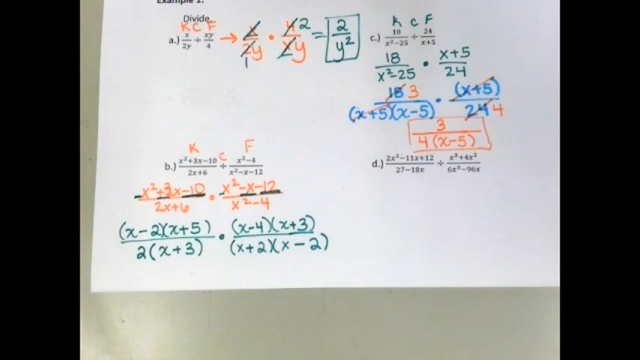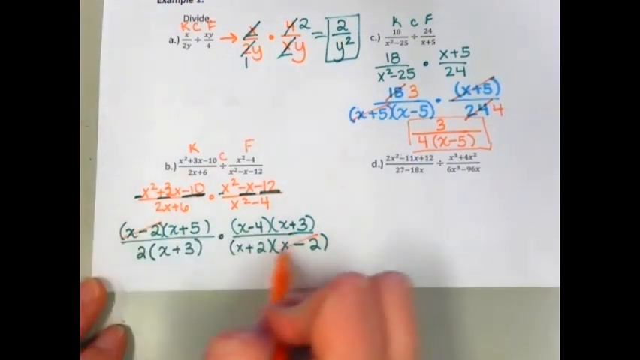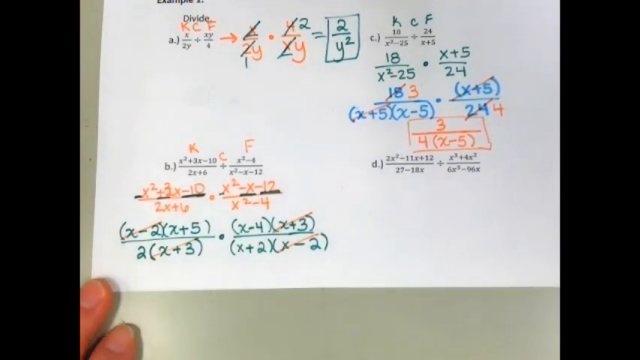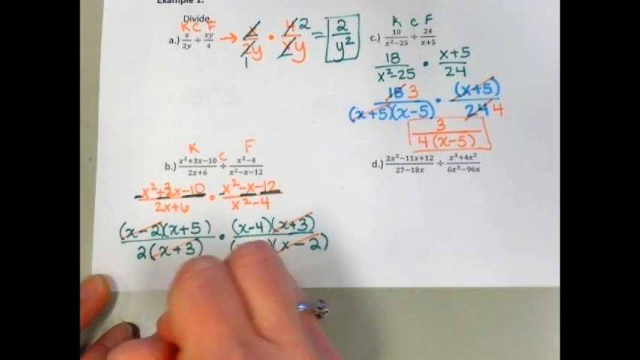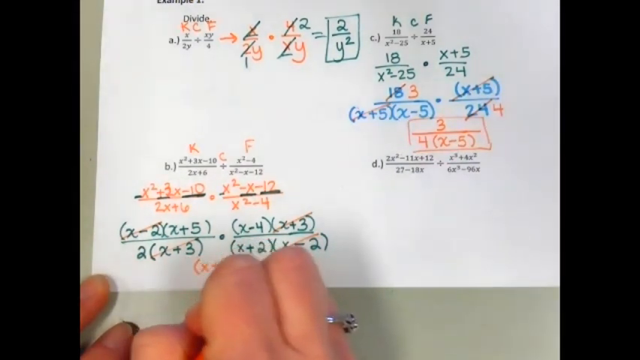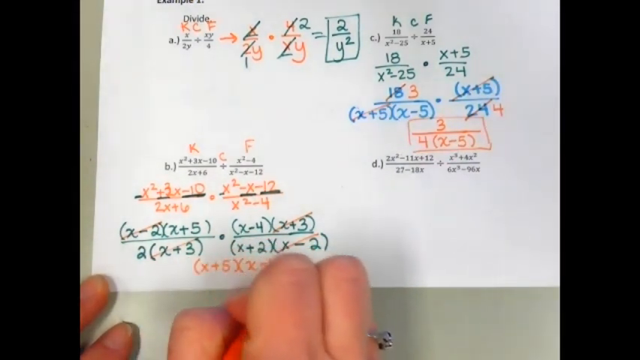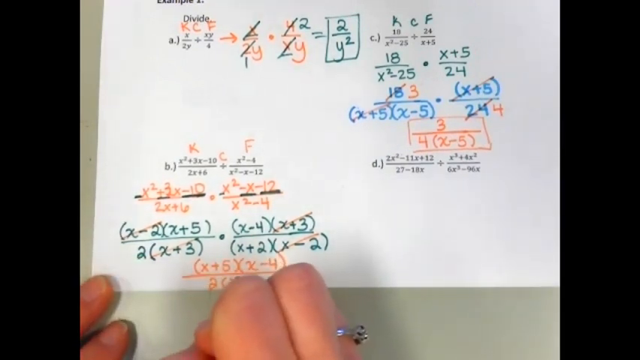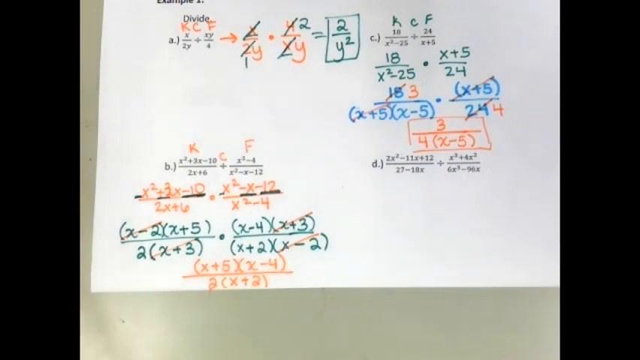All right, what can we cross out? X minus 2, I heard. And x plus 3. Anything else? Nope. So what would I be left with in my numerator? X plus 5 times x minus 4. And then my denominator, I have a 2 and x plus 2. And that would be my final answer there.